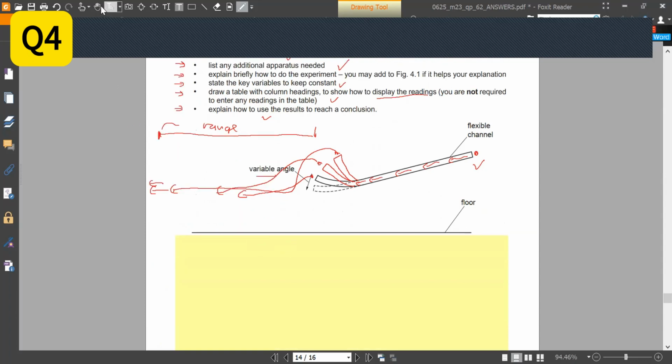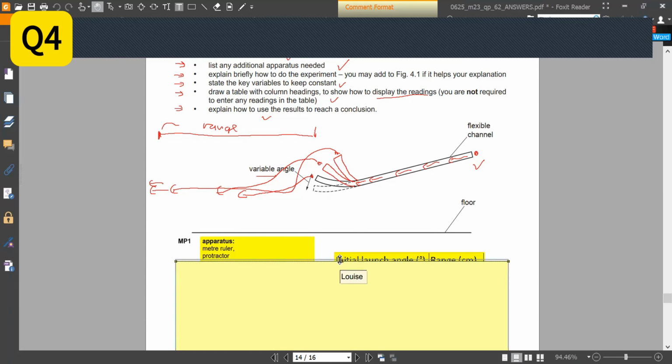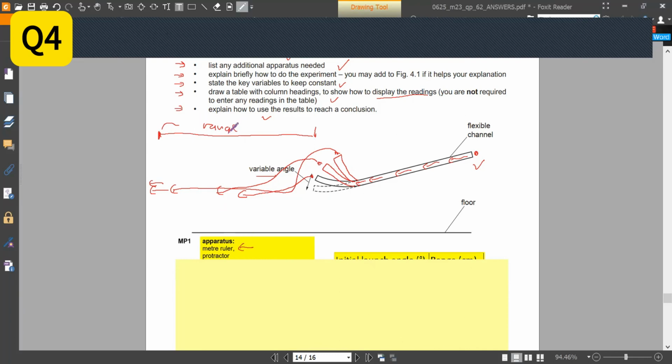Okay, so first point, list any additional apparatus. So what else do we need? We already have the flexible channel. We already have the ball. Next, we need the meter ruler to measure the range, after the ball has fallen down, how far it travels. And we need the protractor to measure the angle. So what is the angle of the channel? We need the protractor.